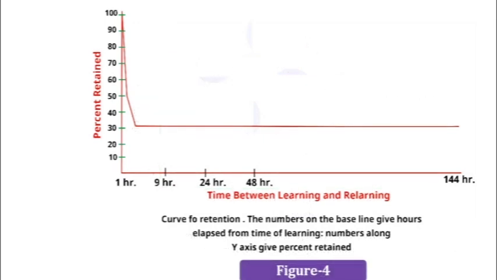Now, the fourth figure, the graph I am showing you, is very famous, and this is known as the curve of retention. It is also known by the name forgetting curve, and this was given by Ebbinghaus. Ebbinghaus was a German psychologist, and he was working on memory and forgetting, and he did his experiment on his own. There is a big contribution of Ebbinghaus when we talk about memory or forgetting.